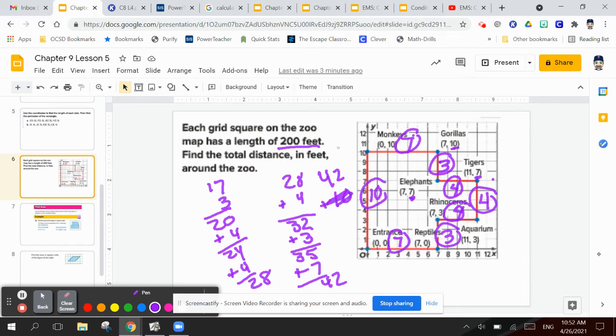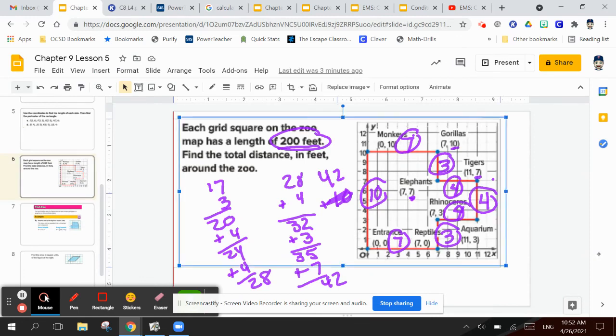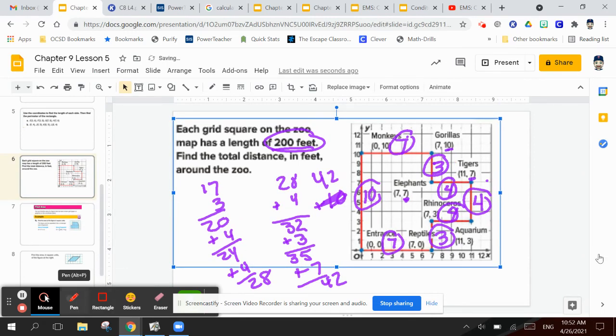So our total is 42 total around, but each one is 200 feet. So I have to take my calculator and I have to take 200 times 42 to get 8,400 feet.